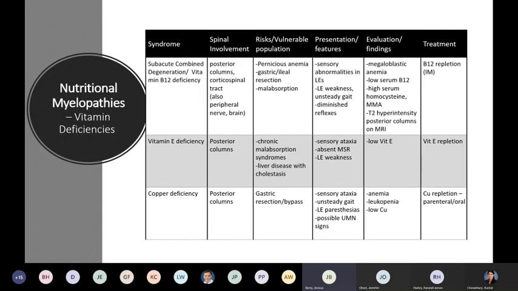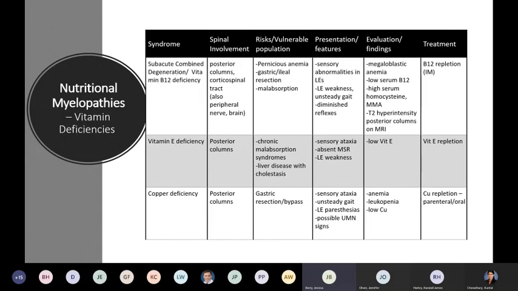Usually they present with sensory abnormalities in the lower extremities, weakness, and unsteady gait. Typically there will be diminished reflexes, as there's also peripheral nerve involvement. Other things you may see associated are the megaloblastic anemia and, obviously, a low serum B12. You may see high serum homocysteine and MMA, as these are the B12 binders. On MRI, you'll see T2 hyperintensity in the posterior columns. The treatment is going to be intramuscular B12 repletion.